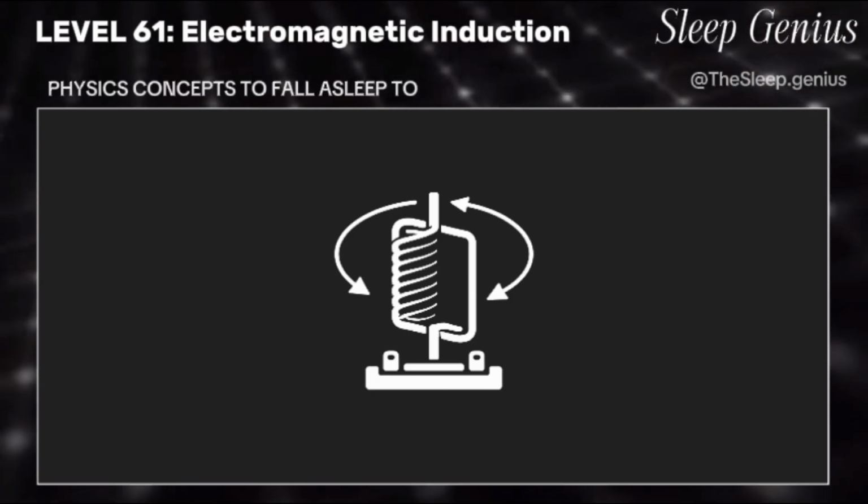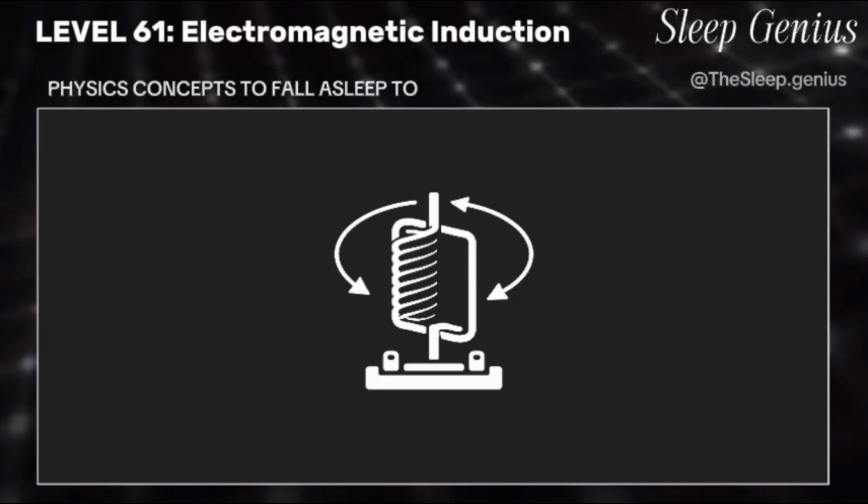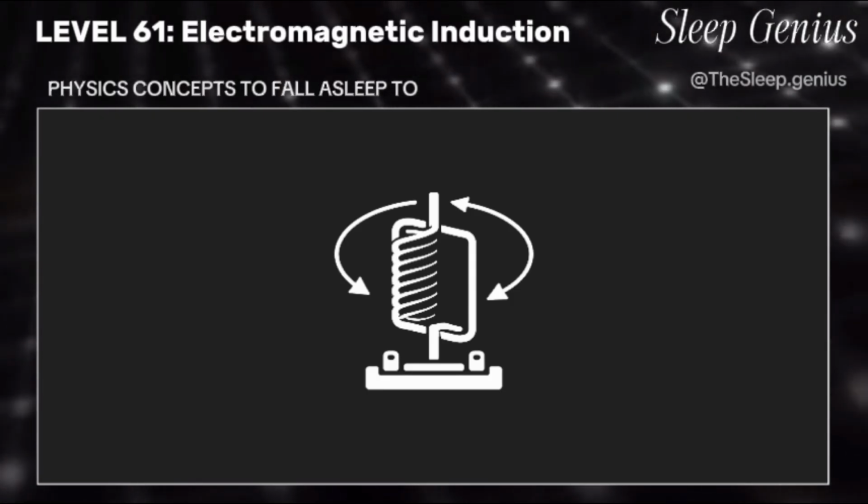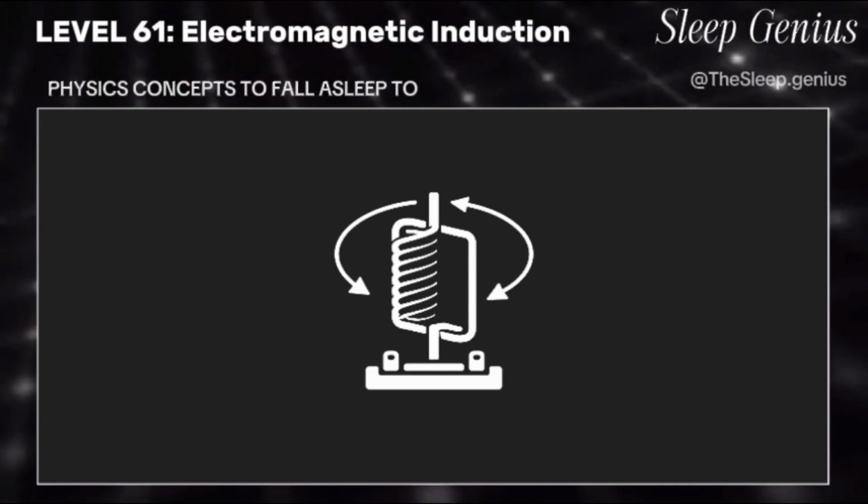The induced current increases with faster motion or stronger magnetic fields. Reversing the motion reverses the current direction. This dynamic allows electric generators to convert mechanical motion into electrical energy continuously.